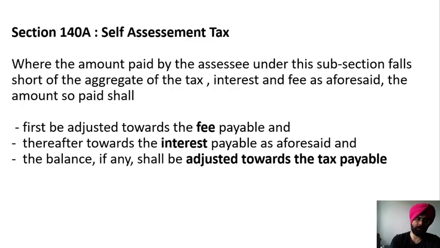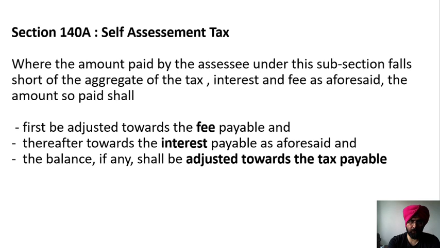Here, Section 140A of the Income Tax Act sets the rule for self-assessment tax, where the amount paid by the assessee under this subsection falls short of the aggregate of the tax, interest and fees as aforesaid. The amount so paid shall be first adjusted towards the fees payable, because there may be fees that are required to be paid.